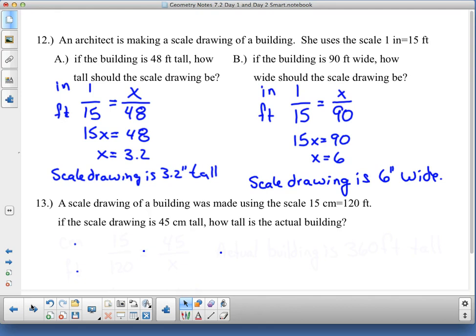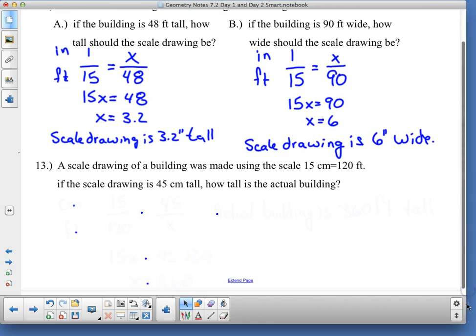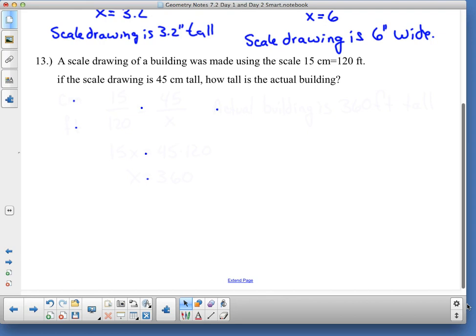Now, when we're doing this next one, a scale drawing of a building was made using the scale 15 centimeters to 120 feet. I'm setting you up the same. Okay, I got centimeters to feet. I'm reminding myself 45 should be, because it's centimeters, up with the other ones. Are you okay with that?